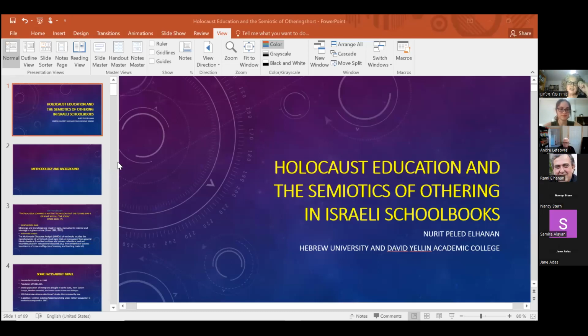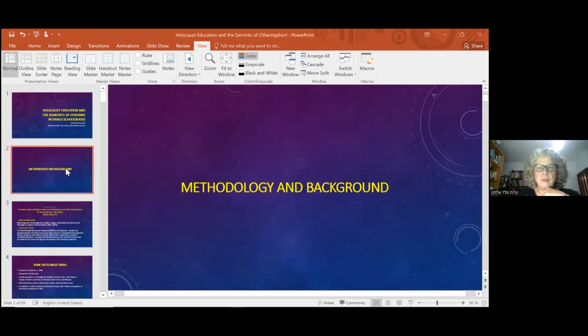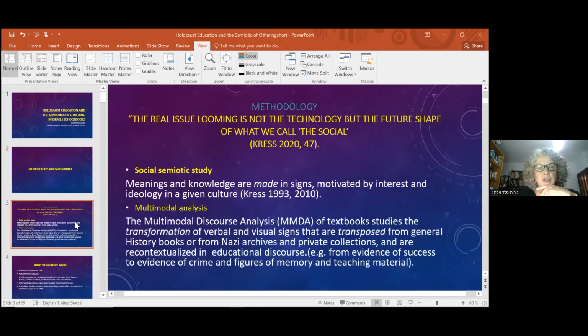So the book's name is Holocaust Education and the Semiotics of Othering. I'll start with the background and methodology. Since all the questions we always ask in discourse analysis are social, the best way to study such a subject is social semiotic study, because the social semiotic principle is that meanings and knowledge are made in signs motivated by interest and ideology in a given culture.